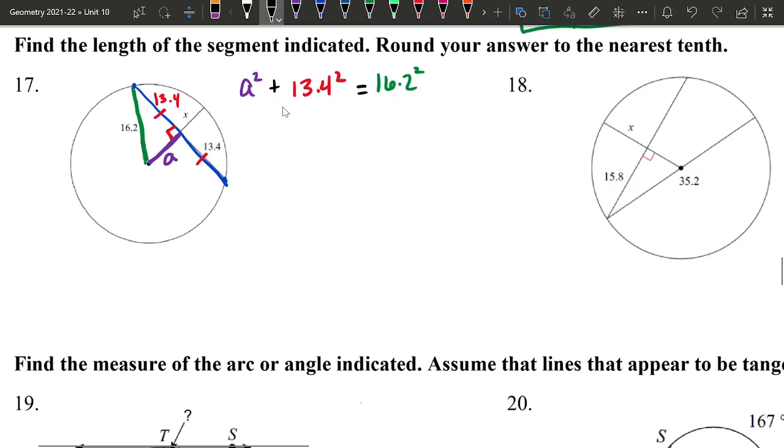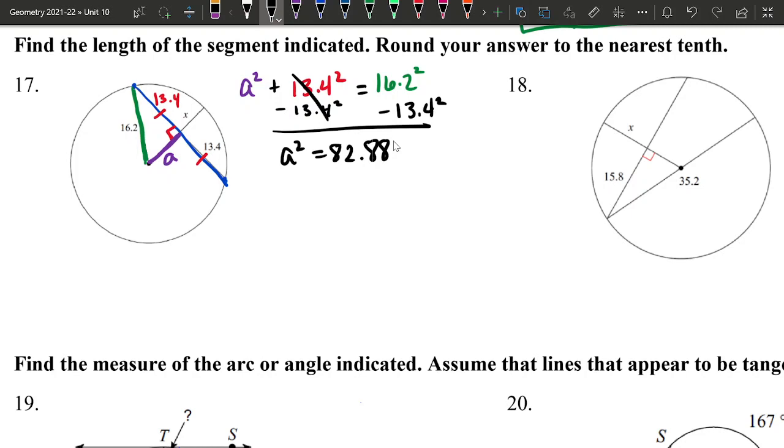All right, so first I'm going to subtract over the 13.4 squared. So I can just type it all in at once. So A squared equals 16.2 squared minus 13.4 squared. And that is 82.88.